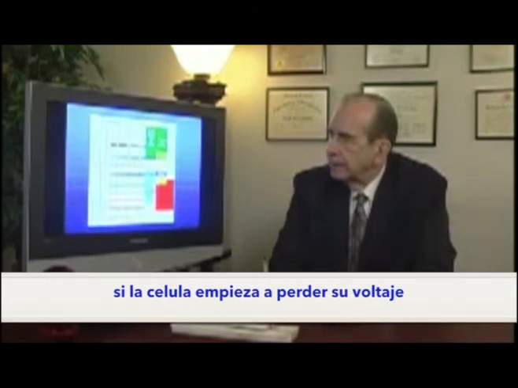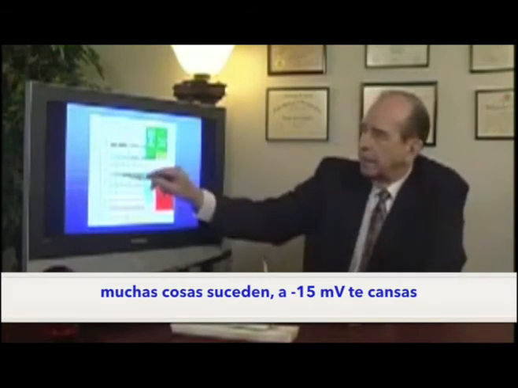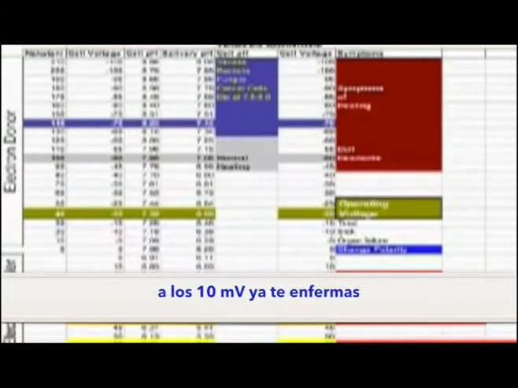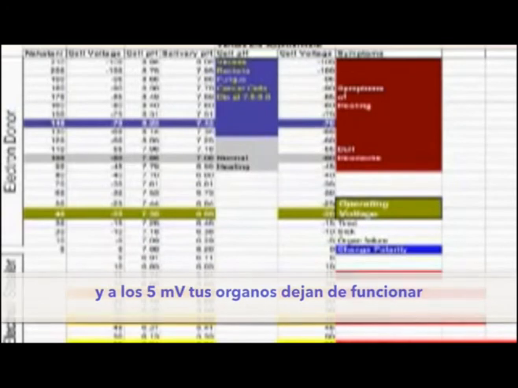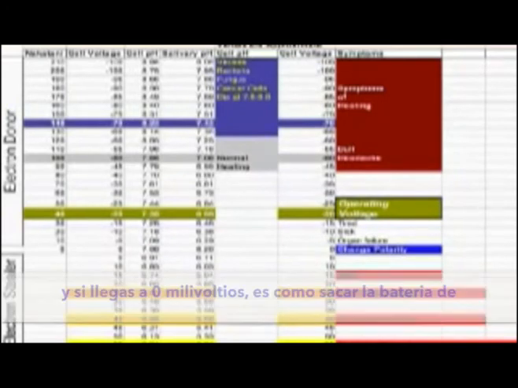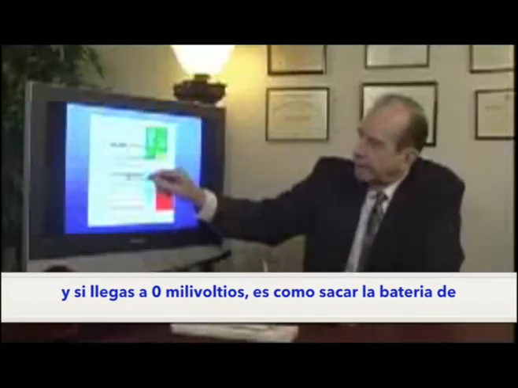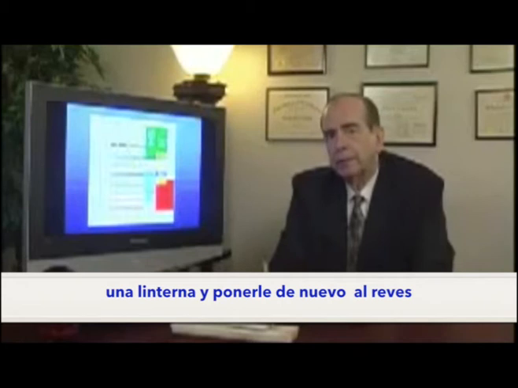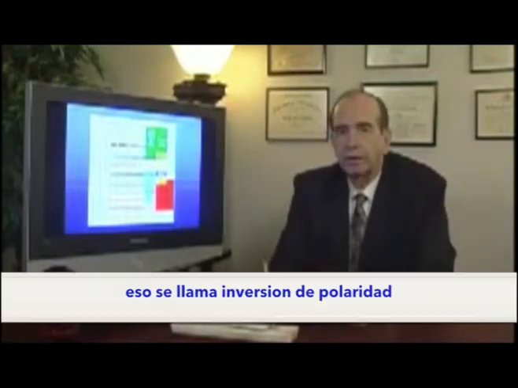Now, if a cell begins to lose its voltage, then several things happen. At about minus 15 millivolts, you get tired. At minus 10 millivolts, you get sick. And at minus 5 millivolts, your organs stop working. Then if you go past 0, that's like taking a flashlight battery and putting it in your flashlight backwards. Obviously that doesn't work, and that's called reversal of polarity.